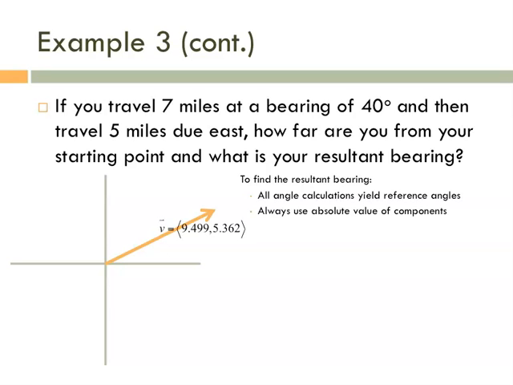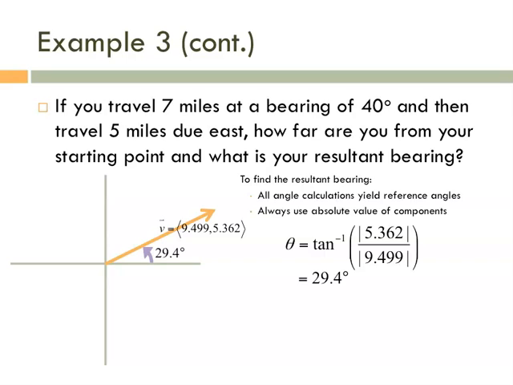Okay, so let's remind ourselves, these were the components of vector v. In order to find the direction angle theta, that's going to be tan inverse of the absolute value of 5.362 over the absolute value of 9.499. And that calculation gives us 29.4 degrees. Now remember, this is the direction angle, so I'm going to draw that in.